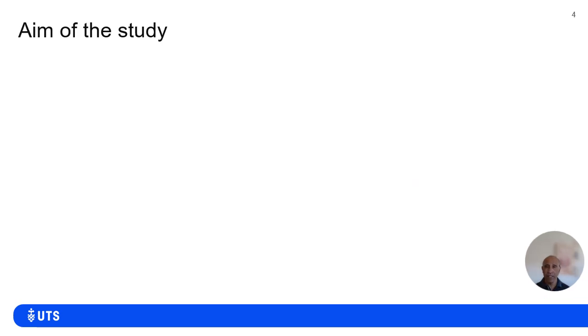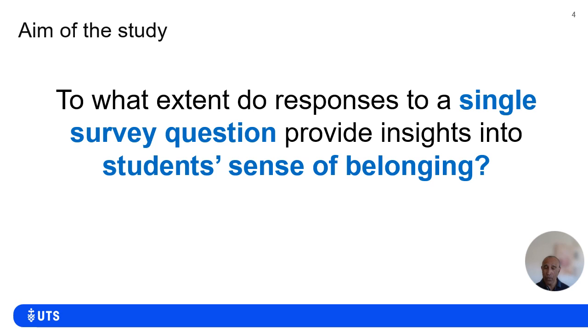The study was conducted at a university in Sydney that involved two different cohorts. The students were studying the first compulsory subject in their Bachelor's of Business program, in the first term of study, which has relevance to the study of belonging. The two different cohorts, one of which had student mentors, which also has pertinence to the sense of belonging. To what extent do students' responses to a single survey question provide insights into their sense of belonging? That's the aim of the study.